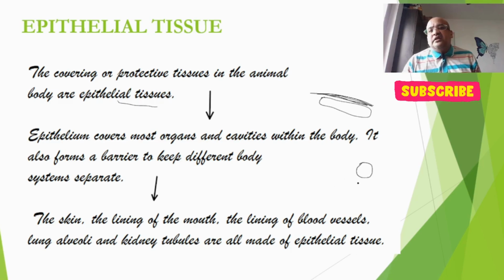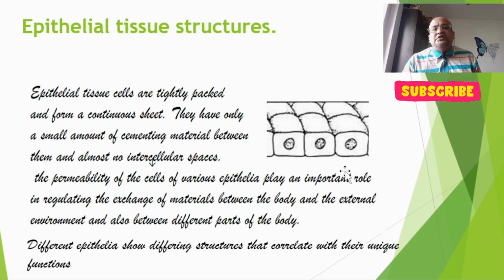Skin, you see the outer layer. The lining of the mouth, the lining of the blood vessels, even the kidney tubules and the lung alveoli. These are all made up of epithelial tissues.